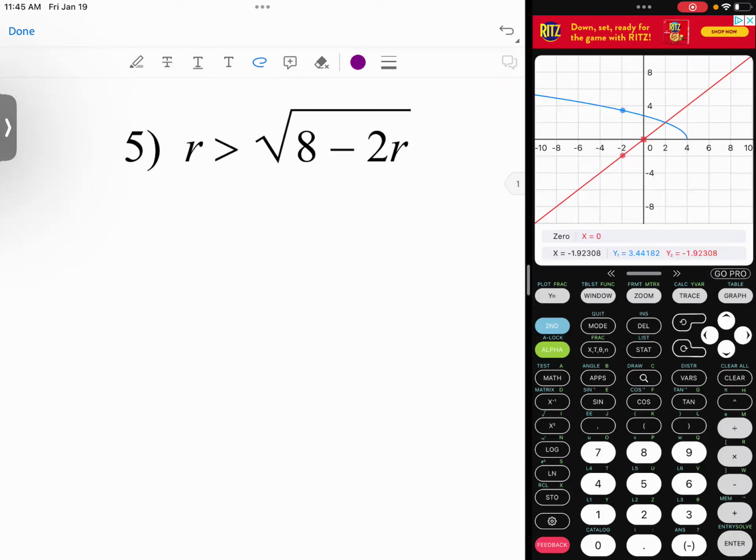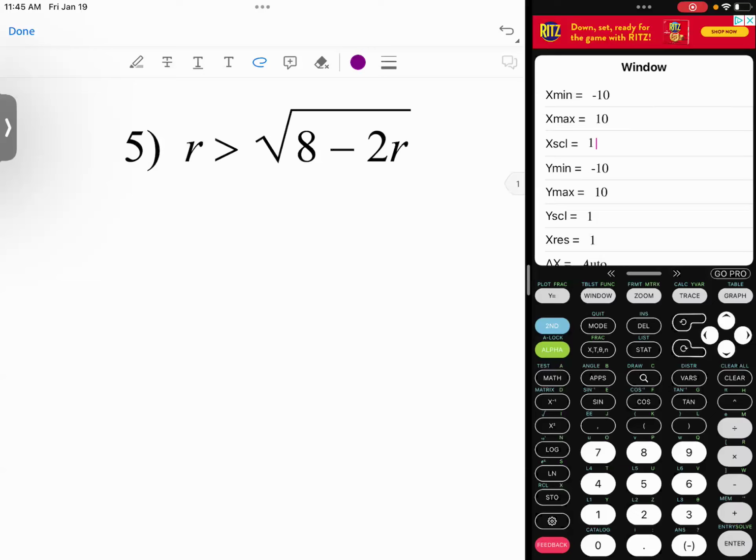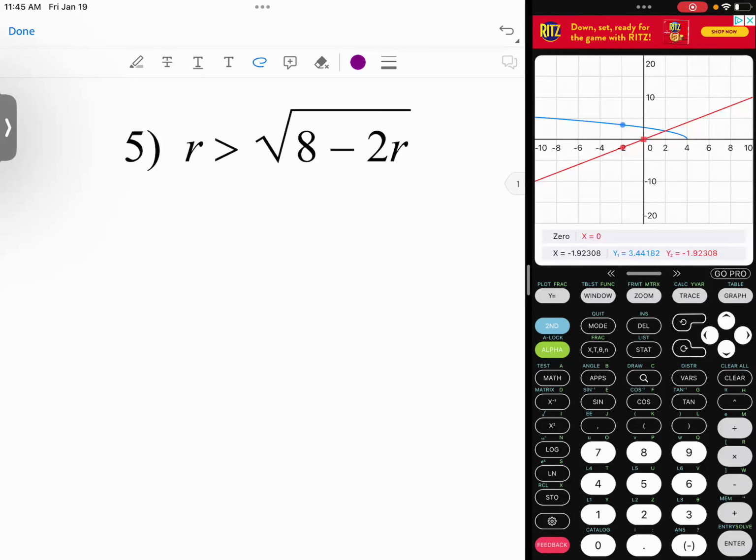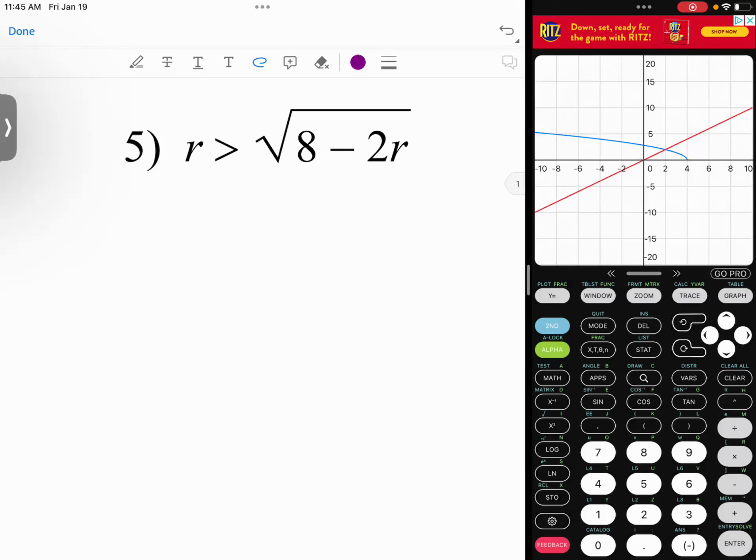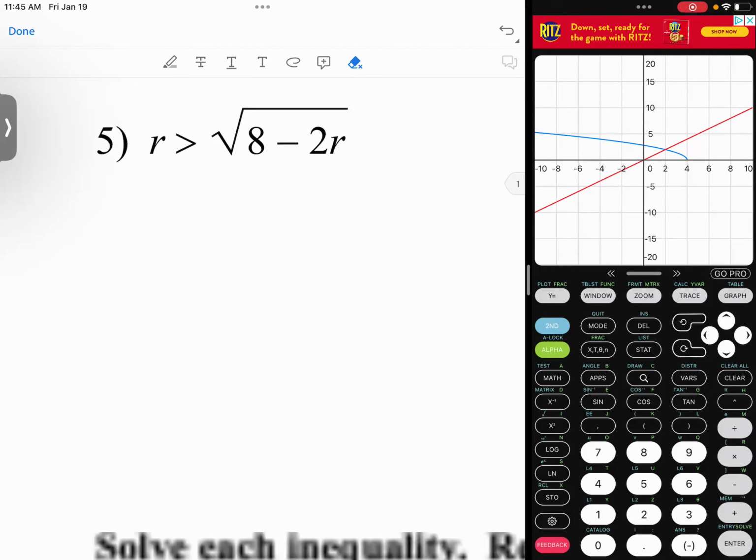Let's see. I want to change my window a little bit. You can see that the red line passes the blue line and gets above it somewhere around 2, and it will stay above it forever. However, part of that solution isn't really a solution because it's not even a part of R's domain. So what do we mean there?